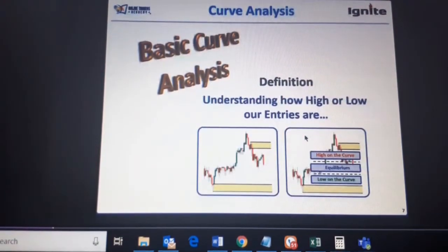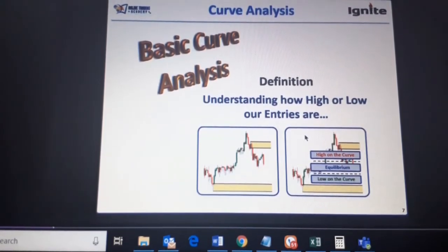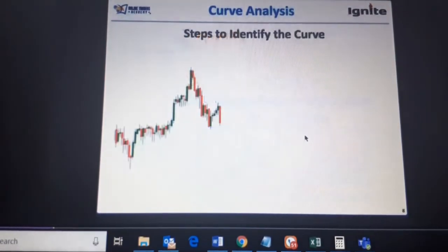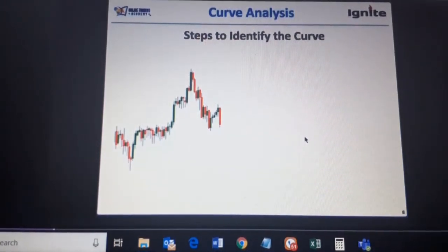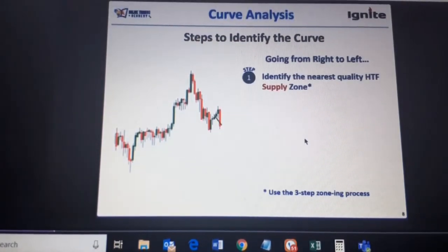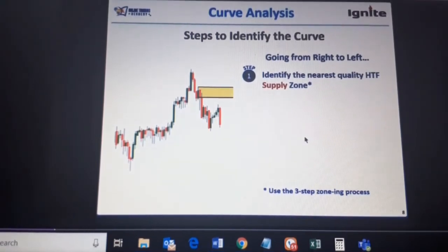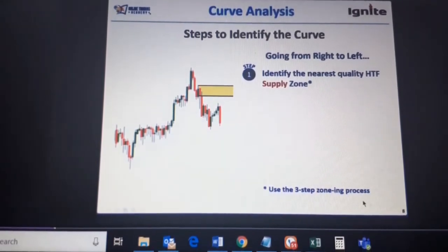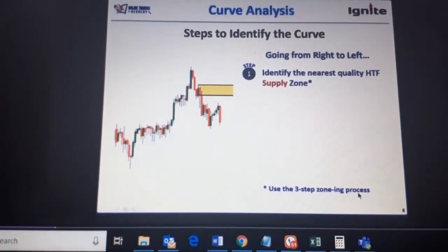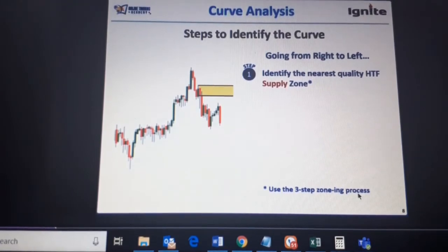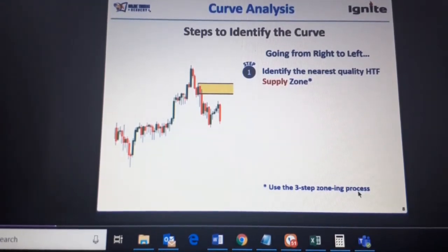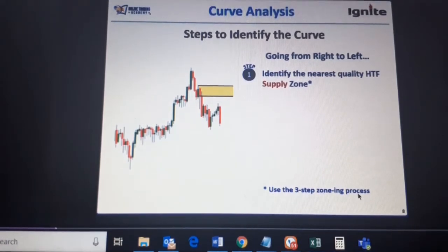So the definition, understanding how high or low our entries are. So, steps to identify the curve. Going from right to left, identify the nearest quality higher time frame supply zone. Now there's an asterisk mark over here. The asterisk says that you need to use the 3-step zoning process. Now can you tell me what the 3-step zoning process is? Can somebody tell me quickly what the 3-step zoning process is?